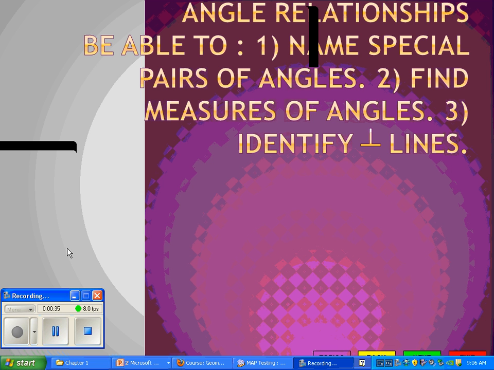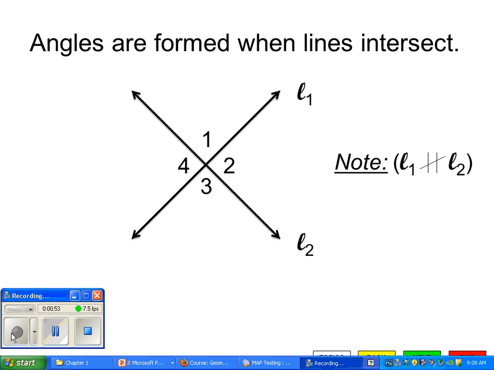Find measures of angles and identify, Robert, what's this upside down T mean? All right, Josh. Perpendicular. So identify perpendicular lines. You have 2 lines that intersect.